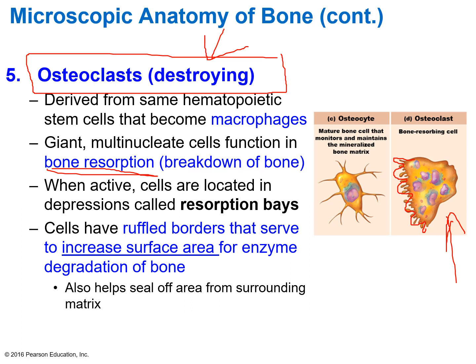And part of maintenance of the bones is regulating the action of these two so that you can produce bones that are strong and healthy.